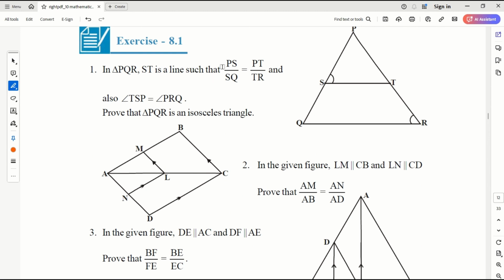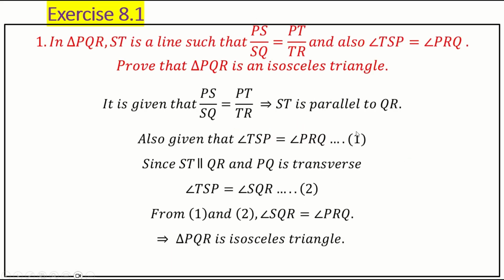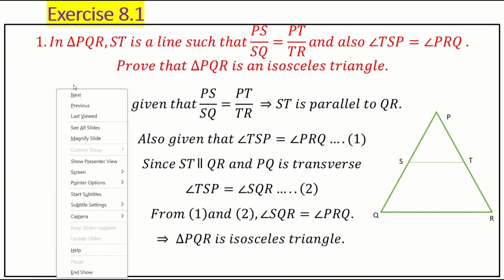Okay, let's get into the exercise. Let's do exercise 8.1. In triangle PQR, ST is a line such that PS by SQ equal to PT by TR. It is given that PS by SQ equal to PT by TR, and ST is a line. And also angle TSP is equal to angle PRQ. Prove that PQR is an isosceles triangle. This is very simple. You can read the question there, but it's very easy to explain here.